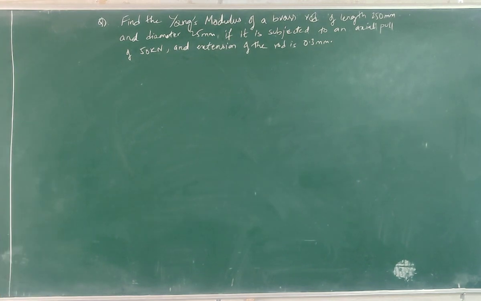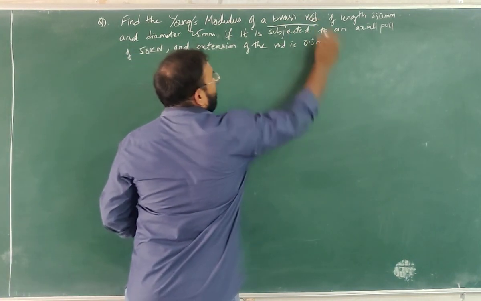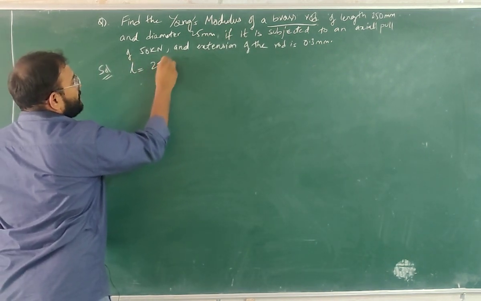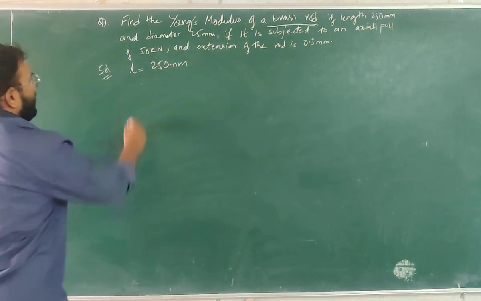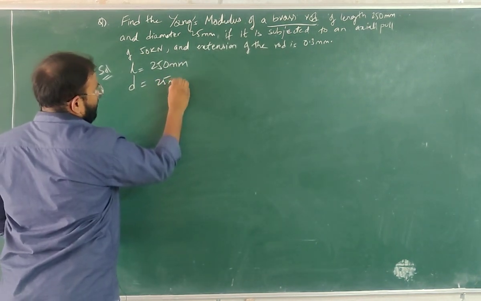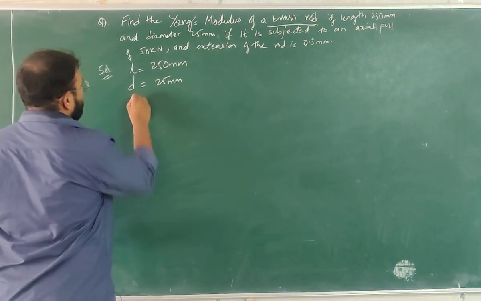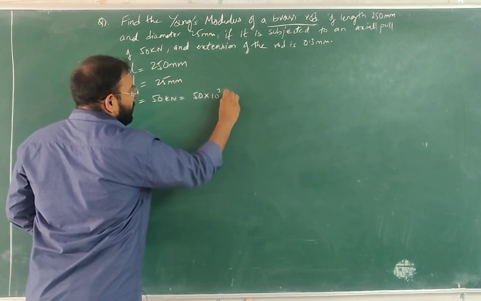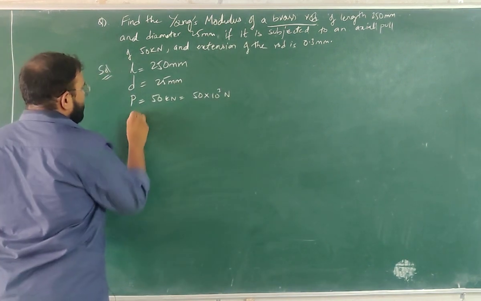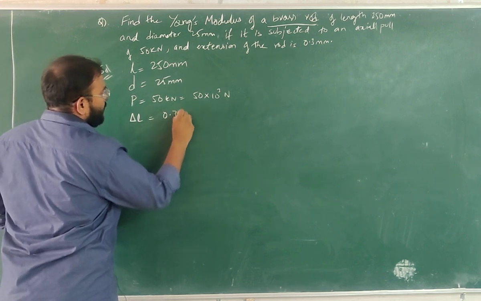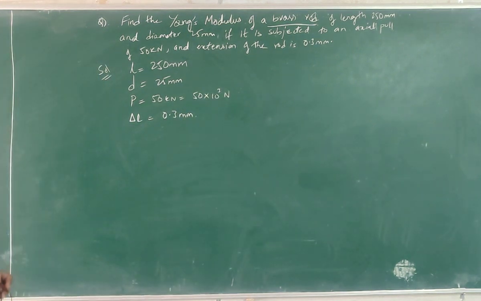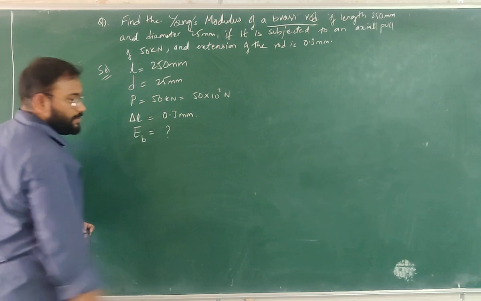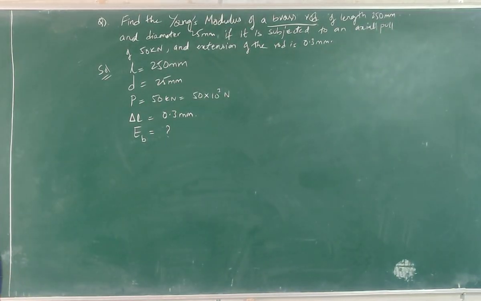Now this is a brass rod, okay. Brass rod of length is given to you as 250 millimeters and diameter is given to you as 25 millimeter. Okay, subjected to an axial pull which is 50 kilonewton, which is 50 10 power 3 Newton, and the extension delta L is 0.3 millimeters. What is asked in the problem? Young's modulus of brass rod. Okay, Young's modulus of brass rod is to be calculated.